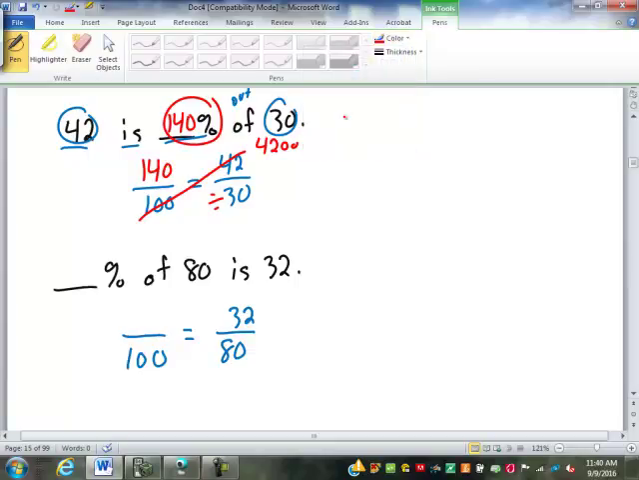So now we can cross multiply and divide. 100 times 32 is 3,200. Divided by 80 is 40. So 40% of 80 is 32. So again, we had two problems there, worded very different, but they're the same setup.